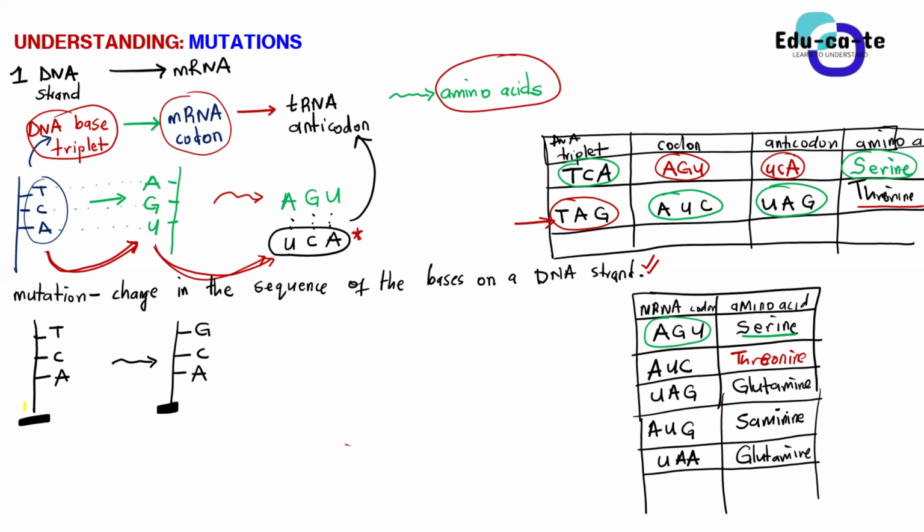Thymine has changed to guanine. Yes, thymine has changed to guanine, because at first we had TCA and now we've got GCA. Do you see that we have changed from thymine to guanine? So it's a mutation. Mutation simply means that something has changed. In this case, a thymine has changed to guanine, or we can just say that guanine has replaced thymine. So this is the change that has happened.